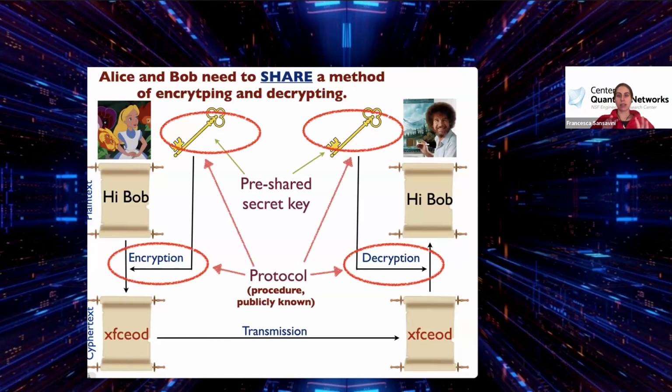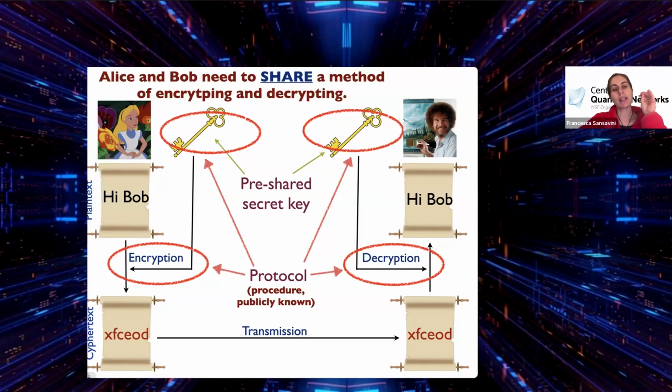This is known as a cryptography protocol. It's simply a procedure and it's publicly known. So everybody knows how the protocol works. Everybody knows how this procedure works. There are many different procedures to encrypt and decrypt messages. What's secret, what's only to Alice and Bob, is the key. So the protocol is public, but the key is for Alice and Bob.